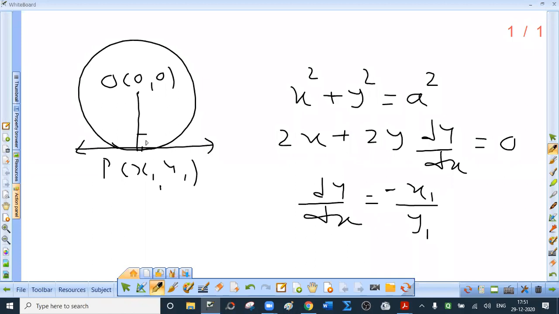Yesterday we used a different method. What is the slope of OP? y1 upon x1. So what is the slope of the tangent? Negative reciprocal. So minus 1 upon this. Yes, same as this. Right? The rest of the part is the same.